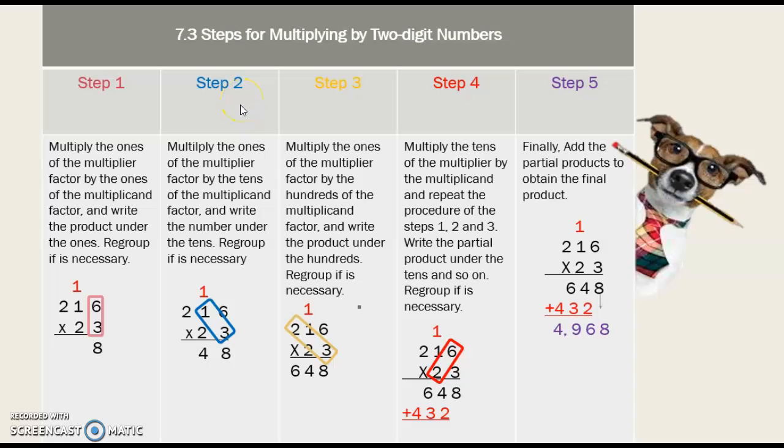In step number 2, multiply the ones of the multiplier, again the 3, by the tens of the multiplicand. Now we are going to multiply by the tens, which on this occasion is 1. 3 times 1 is 3. And add the number 1, we are going to add what we regrouped, which is 1. 3 times 1, 3 plus 1, 4.